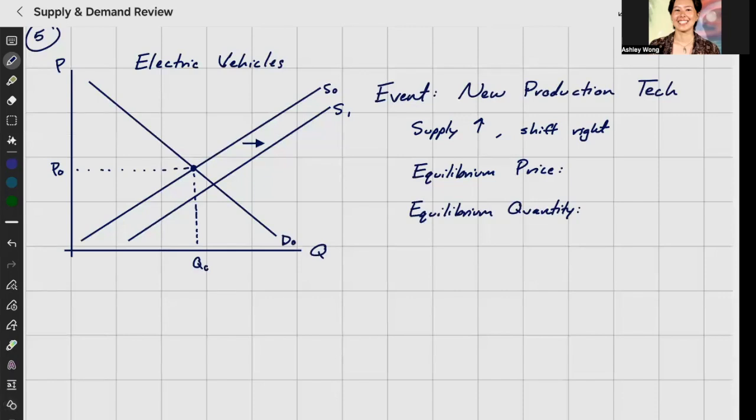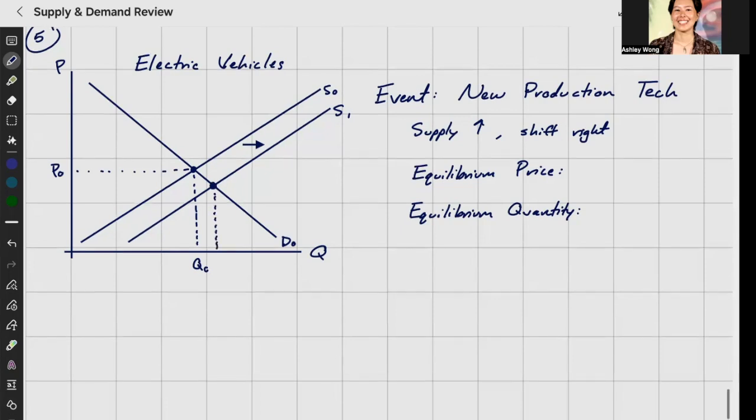And now we look for our new equilibrium point, which is where our new supply intersects the demand. And we use this to identify our new equilibrium quantity and our new equilibrium price. And so we see that our equilibrium price has decreased, but our equilibrium quantity has increased.